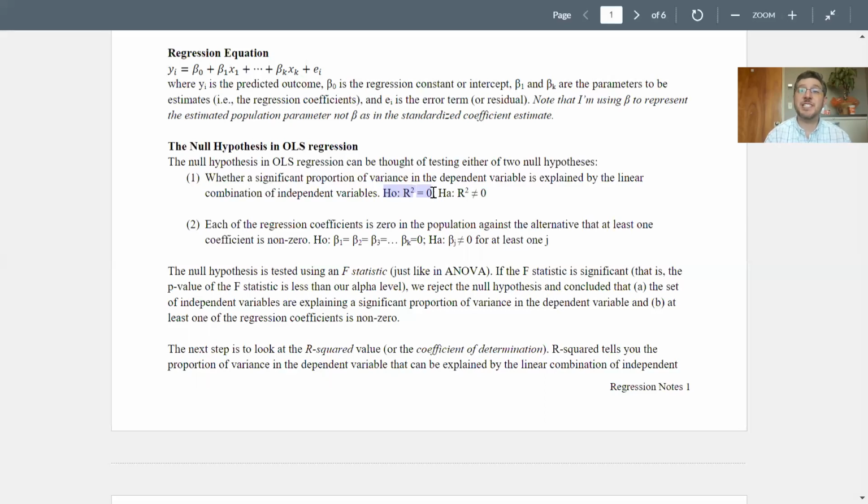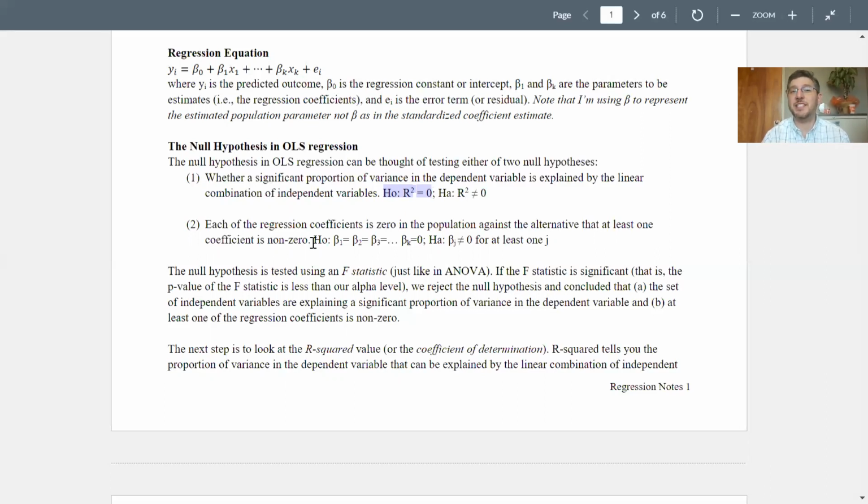We can also think of it similar to how we think of the F test in an ANOVA model: if we reject the null with the F in the ANOVA, it's saying that some of our groups differ. We could think of the same thing here, that there's a significant relationship between at least one of our independent variables and the dependent variable, right?